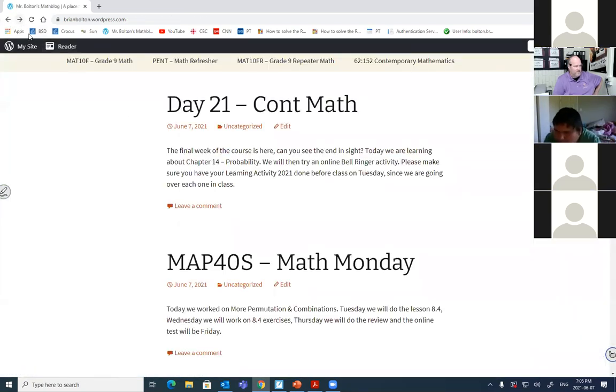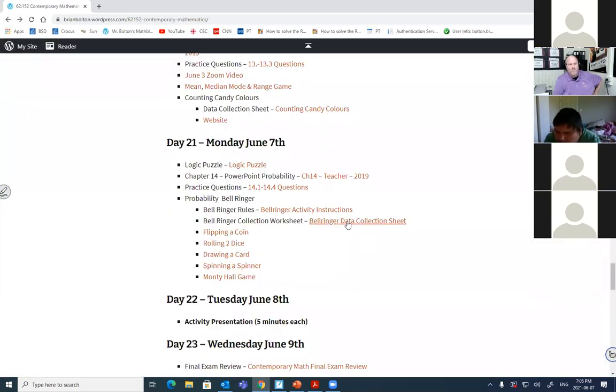Oops, too far. So again, if you can, print off the collection sheet. If not, you're just going to have to keep looking at it to write your results. And you can write them down on a piece of paper if you want. And then go through each one. Try to play each one. Like I said, you've got 25 minutes. You've got time to play each game at least five minutes each, right? That should easily get you through your data collection sheet.